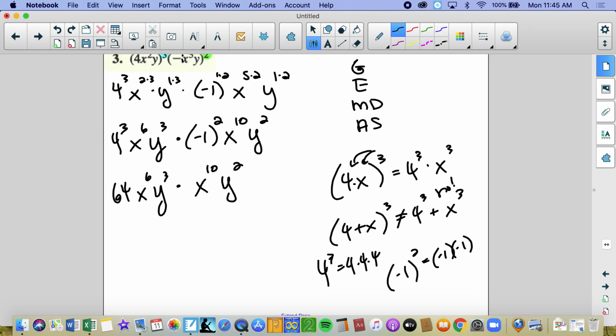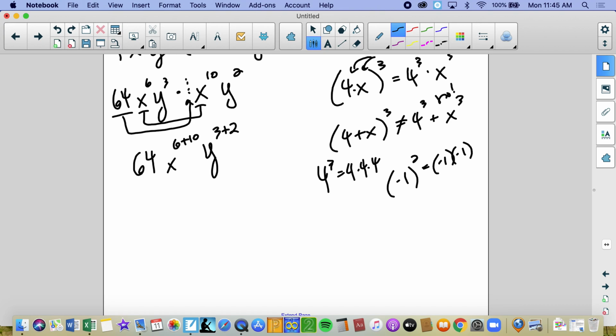So now we have to multiply like terms. So we're going to multiply their coefficients. 64 times 1 is 64. We have like variables. When we multiply like variables with the same base, we add their exponents. So that's 6 plus 10, and then we have y to the 3 plus 2. So my final answer for this problem is 64 x to the 16th y to the 5th.